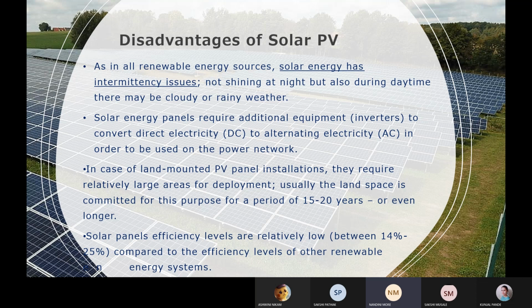Third, in the case of land mounted PV panel installation, they require relatively large areas for development. Usually, the land space is committed for this purpose for a period of 15 to 20 years or even longer. Fourth, solar panel efficiency levels are relatively low, between 14% and 25%, compared to the efficiency level of other renewable energy systems.